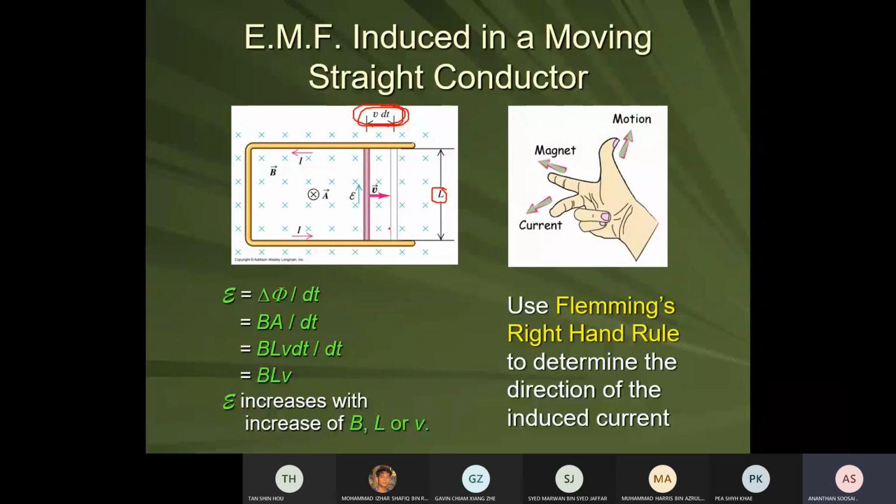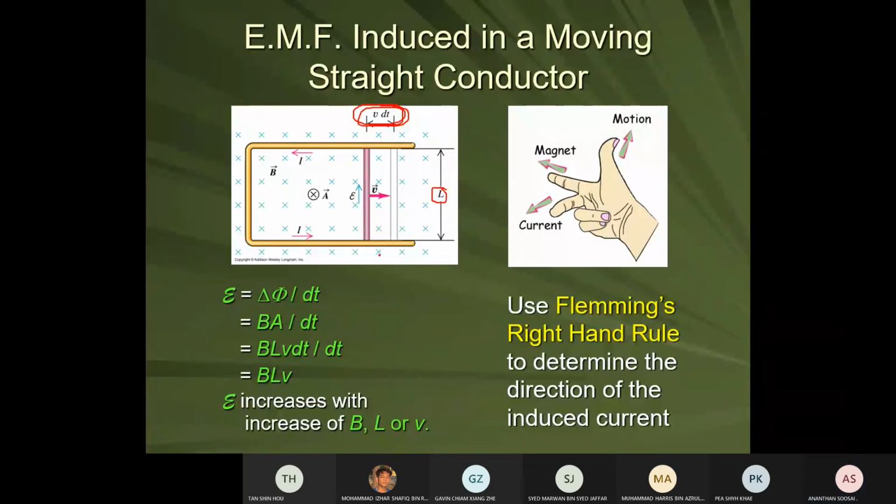So the EMF induced by a bar conductor moving, sweeping the magnetic field, is BLV. It depends on the magnetic field strength, of course. It depends on the length of the conductor. The longer the conductor you sweep, the greater the EMF. And of course, how fast you sweep. The faster you sweep, the greater the EMF.